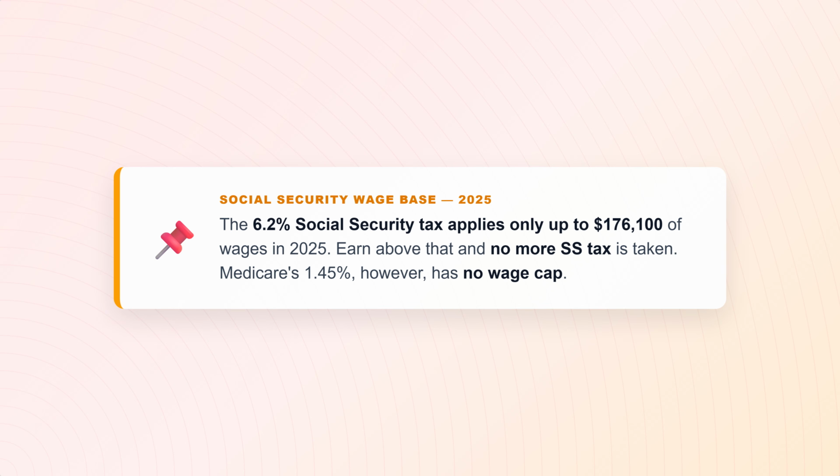A quick but important note about the Social Security wage base for 2025. The 6.2% Social Security tax applies only up to $176,100 of wages in 2025. If you earn above that amount, no more Social Security tax is taken for the rest of the year. Medicare, however, is different. Its 1.45% has no wage cap at all. It applies to every dollar you earn.